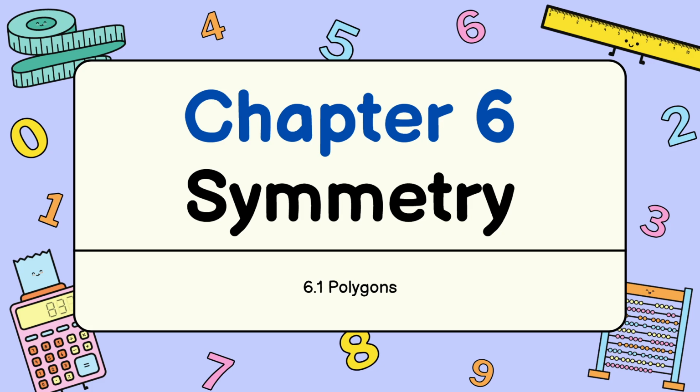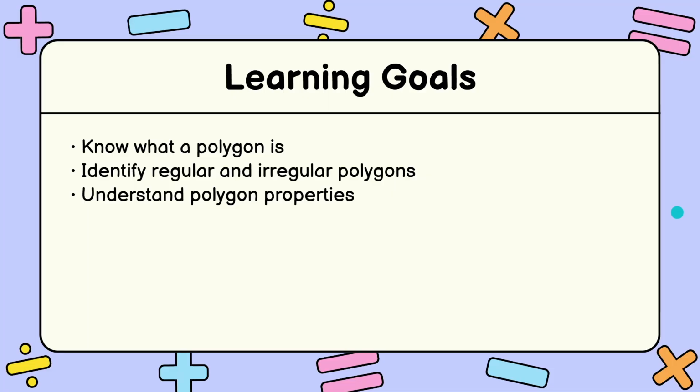So, as I said before, today we are doing chapter 6. Chapter 6 is on symmetry, but today we are going to focus mainly on polygons. Let's dive into our learning goals for today. We are going to uncover the fascinating world of polygons. Firstly, we'll clarify what a polygon is. Think of it as a shape with straight sides. Simple, right? But there is so much more to explore.